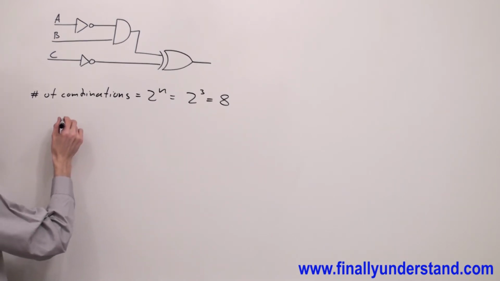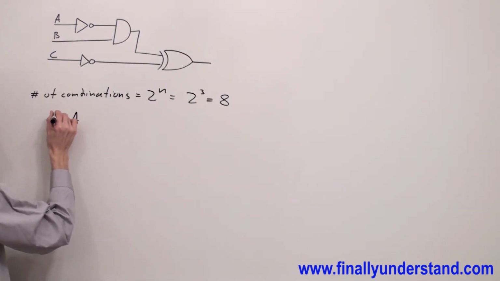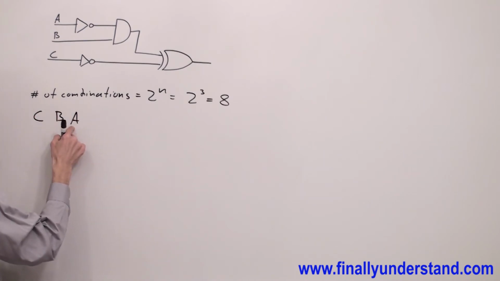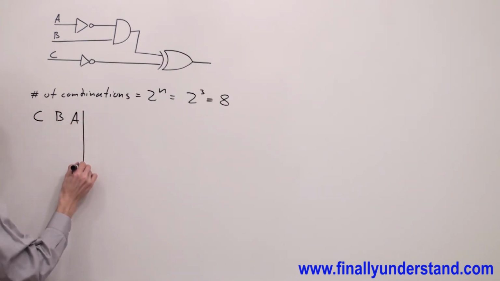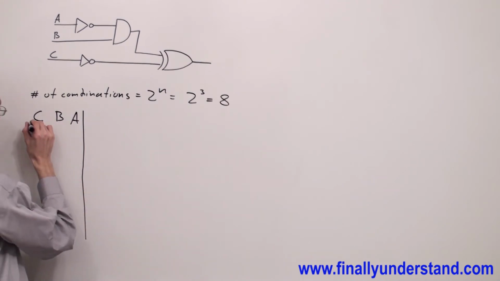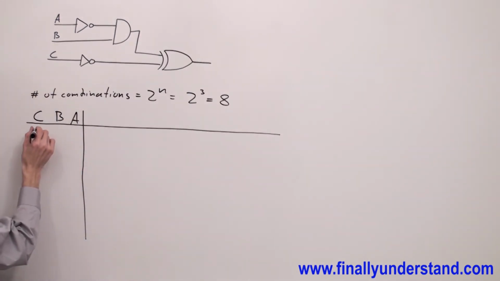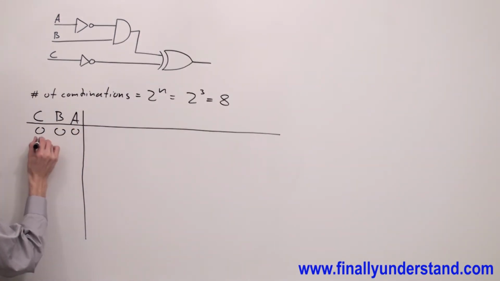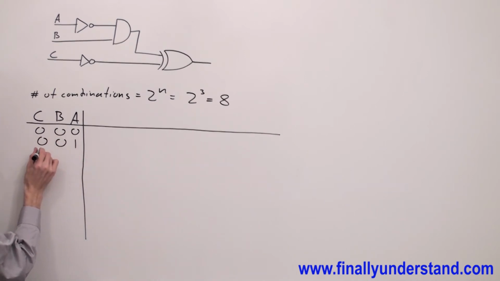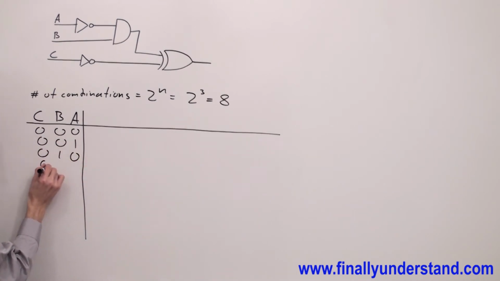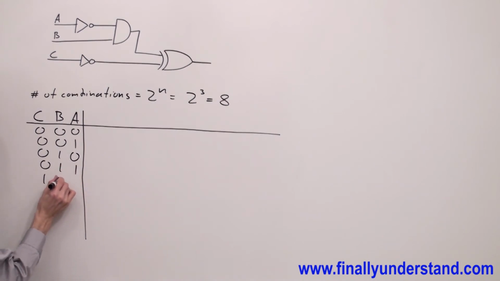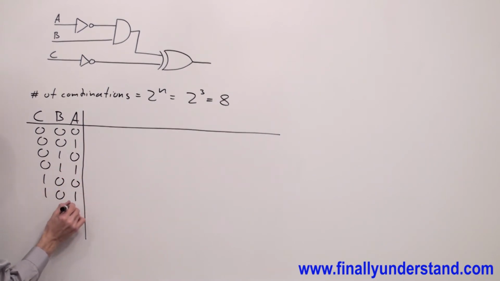Next, I'm supposed to draw my table. I have A, B, C, where A is my least significant bit. I have 8 combinations: 0, 1, 2, 3, 4, 5, 6, 7.